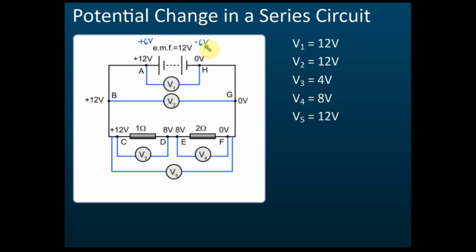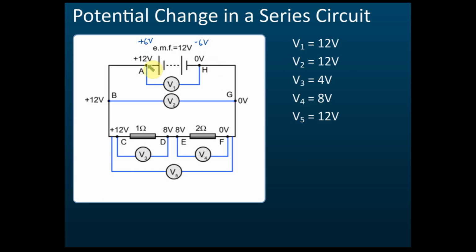Actually, in the actual case, it should be positive 6 and negative 6. If the potential difference is 12 volt, then here is positive 6 and here is negative 6. But for the convenience of discussions, I put this 12 and this 0. So why 12 and 0? Because the potential difference is 12, so I put 12 and 0 so that the potential difference is 12.